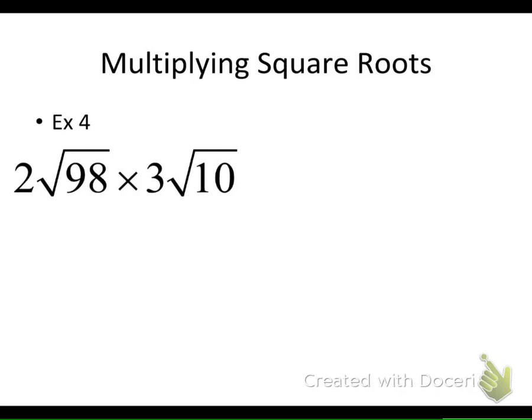What do you get? So 98 times 3. What are your coefficients? 2 square root 98. What are your coefficients? 2 and 3. So what's 2 times 3? 6. So there I multiplied my coefficients.